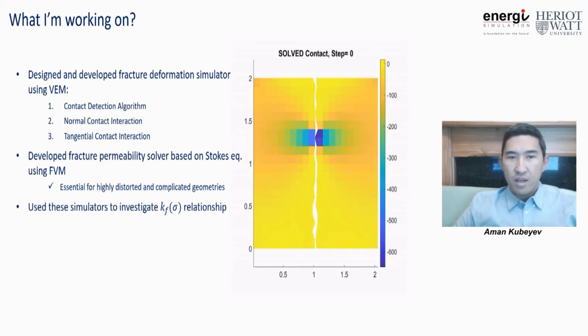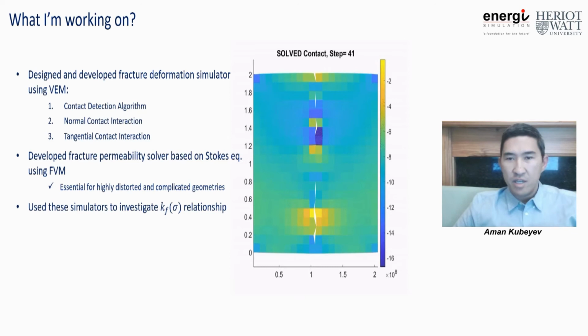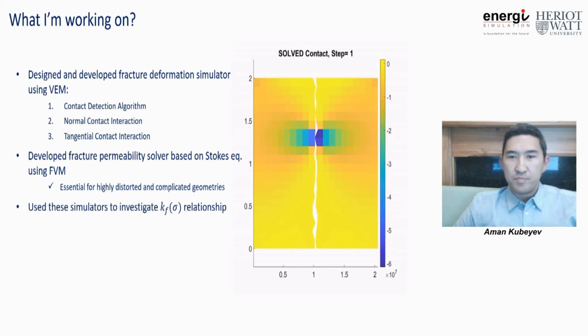I'm working on designing and developing a fracture deformation simulator, and the simulator consists of three main algorithms: a contact detection algorithm, a normal contact interaction algorithm, and a tangential contact interaction algorithm. As you can see on the video on the right hand side, it's essentially a fracture that is initially not deformed, but then because of applied stress, you see how the fracture deforms.